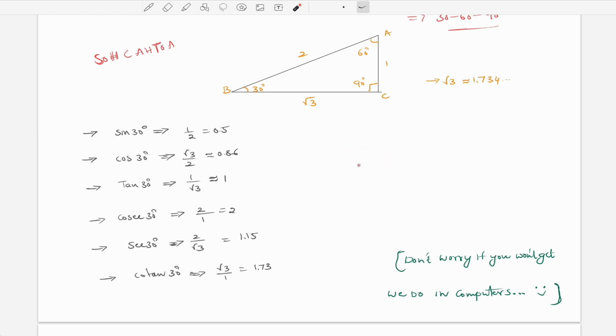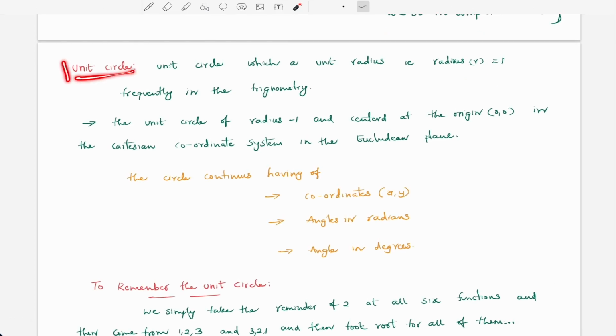So that's my concern about unit circles. What do you mean by a unit circle? A unit circle has a unit radius, that is, the radius of the circle is 1, and it is frequently used in trigonometry. I am going to give an example so you get a good idea of what a unit circle is. The unit circle has radius 1 and its center at the origin. This is the origin, right? So this is 0 comma 0.